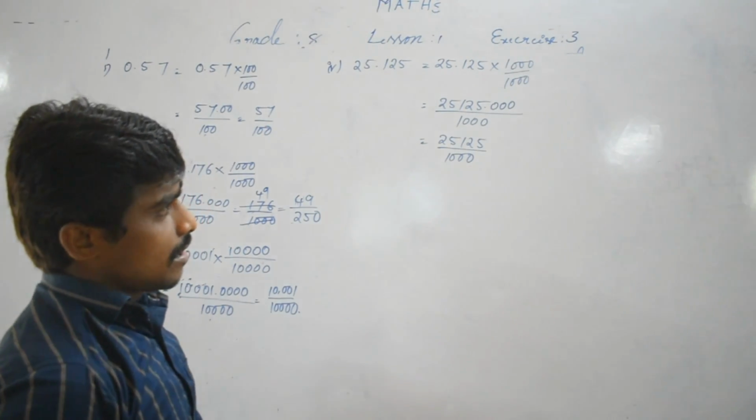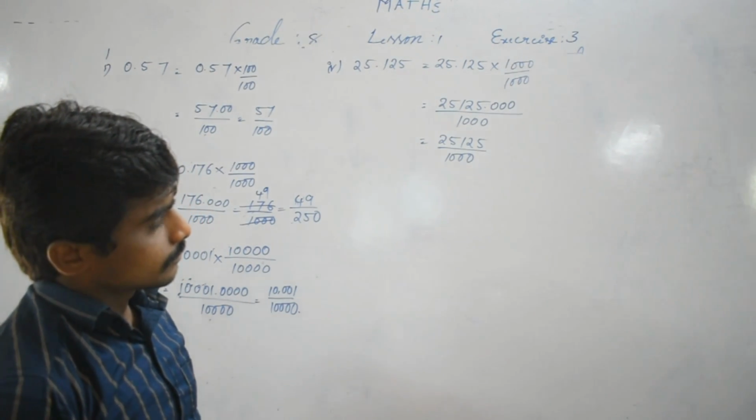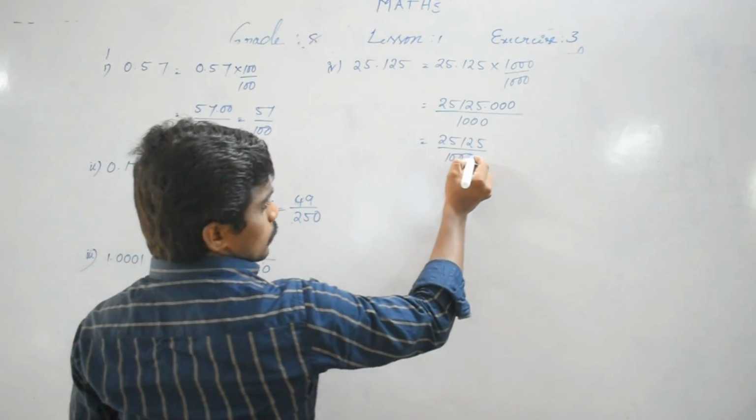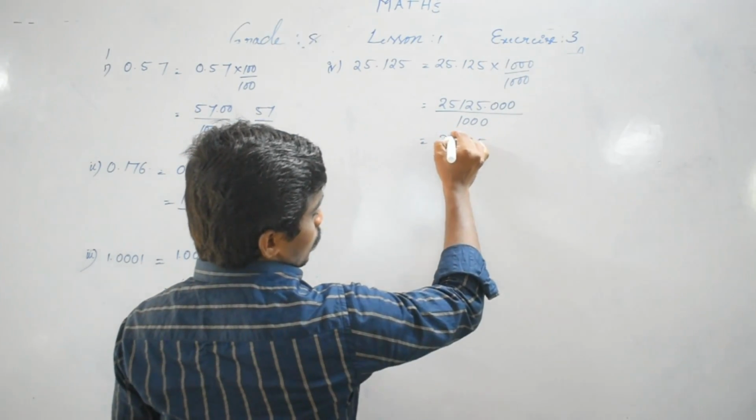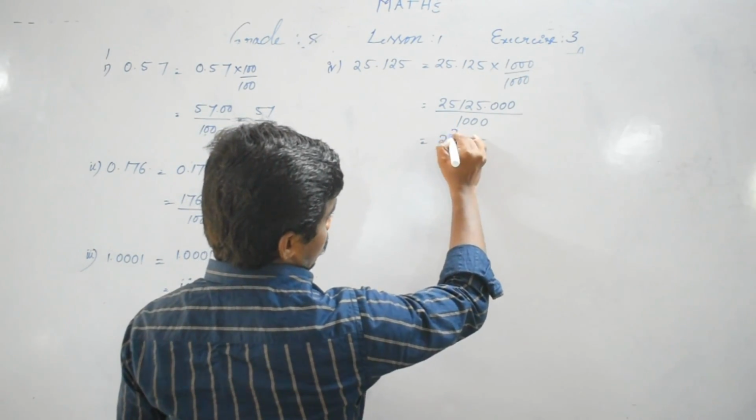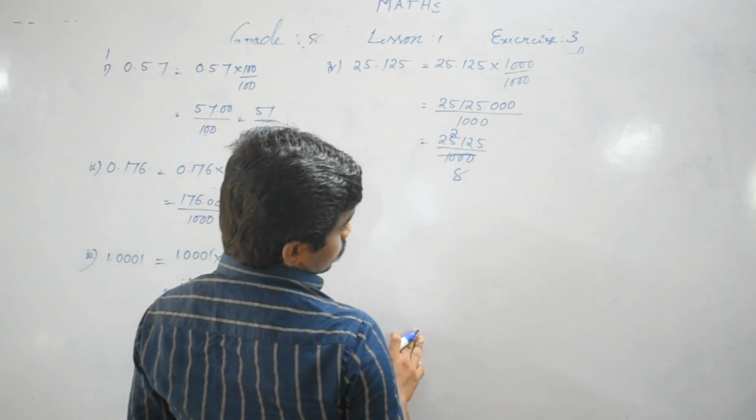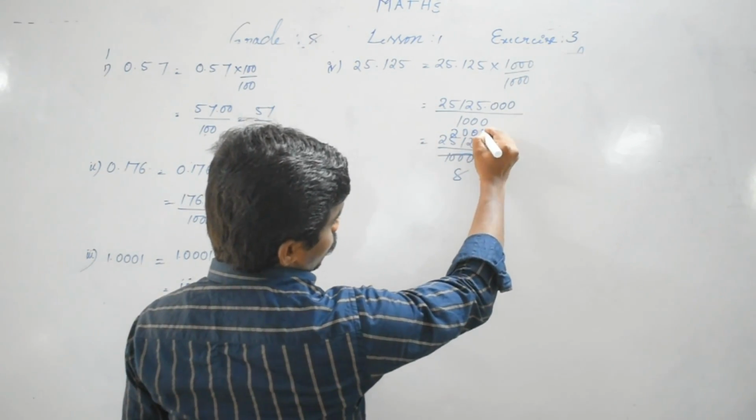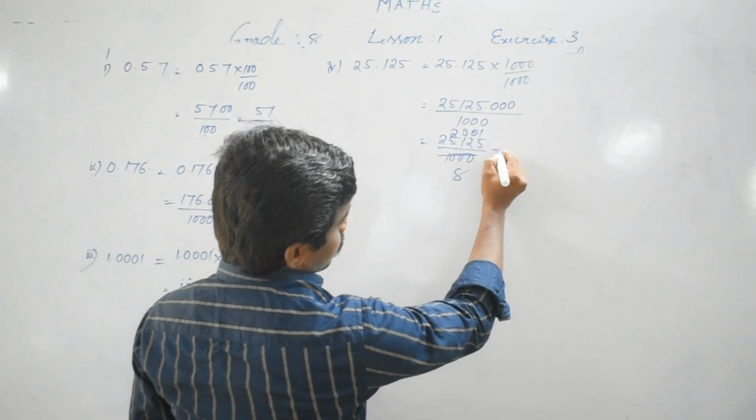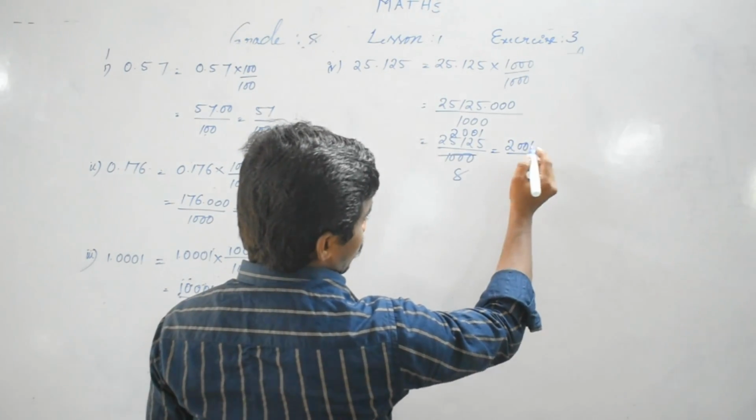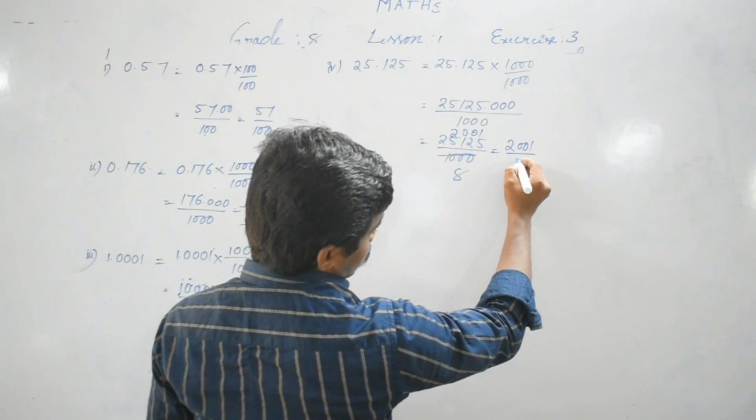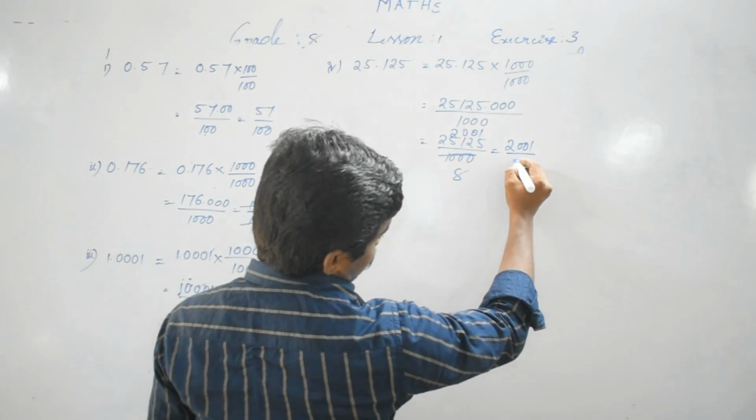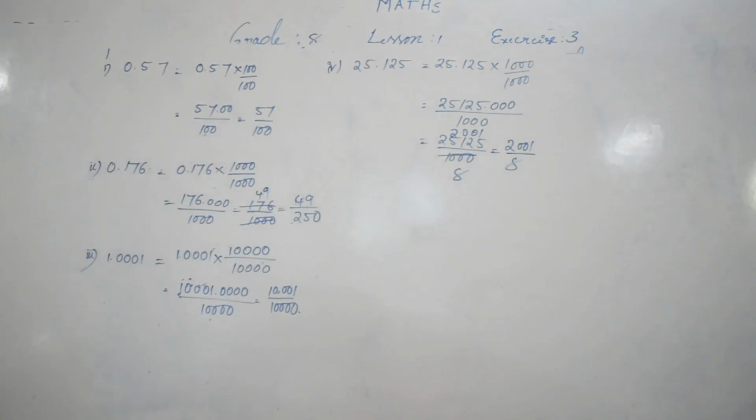Here 125 is common. 125 times 8 is 1000. So 125 times 201 is 25,125. So 201 by 8. Copy this one.